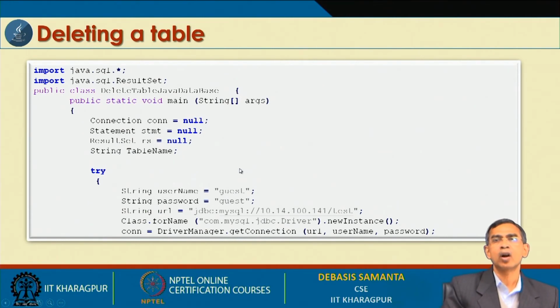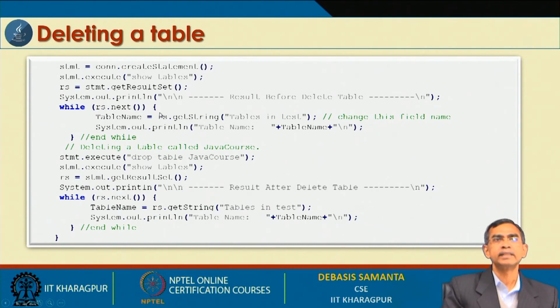And then deleting a table, this is another command, the drop command. Again the statement, connection and result set are created, the connection is established, and we execute show tables, that means what tables are there. As you know, show tables, show databases, everything can be executed under your own login password, your authorization. If there are many databases, show databases will show you all the databases. Now, the result set is returned, and System.out.println will show all the tables including their table names.